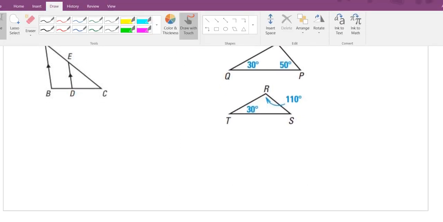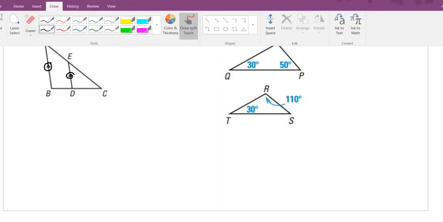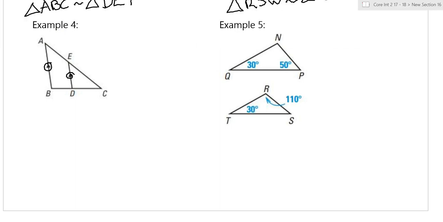Alright, example 4. The first thing I notice is the parallel line marks. Okay, so those lines are parallel. So that means I have these corresponding angles. Draw them like you would write them, like you draw them. I have angle CAB is congruent to angle CED. I also have the corresponding angles on the other side. They also touch those parallel lines. So angle CDE is congruent to angle CBA.